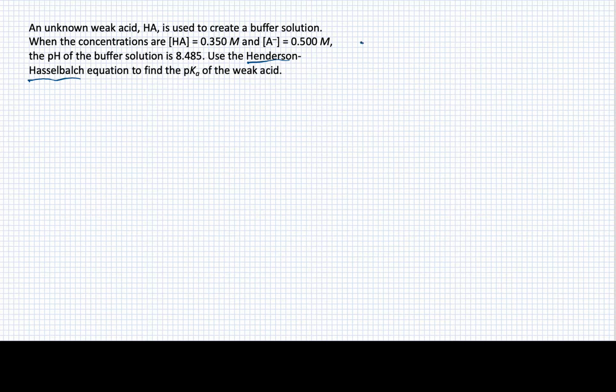What that equation tells us is that the pH of a solution that contains appreciable quantities of both an acid and its conjugate base is going to be equal to the pKa of that acid plus the log base 10 of the ratio of the concentration of its conjugate base to its undissociated acid. The key here is that we have appreciable quantities of both of these species. In a buffer, typically this ratio is going to be close to 1, and that would give us the maximum buffer capacity.